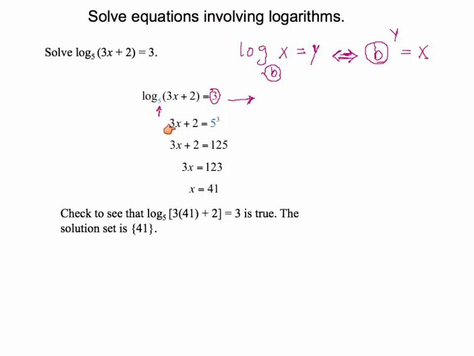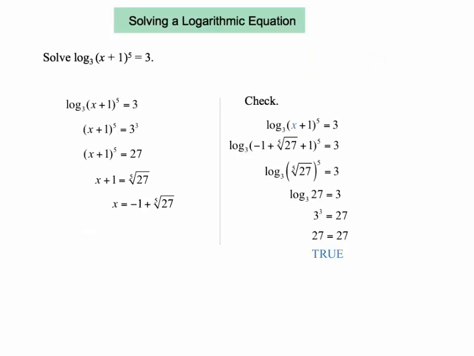By doing this, you don't have any log here. That's all we have to do here, is to solve for x, isolate x. 5 cubed is 125. To isolate x, I'm going to subtract 2 from both sides of the equation. That becomes 123. Divide both sides of the equation by 3. There it is, 41. Check to see the log of 3 times 41 plus 2 is equal to 3. It's true. So the solution is 41.